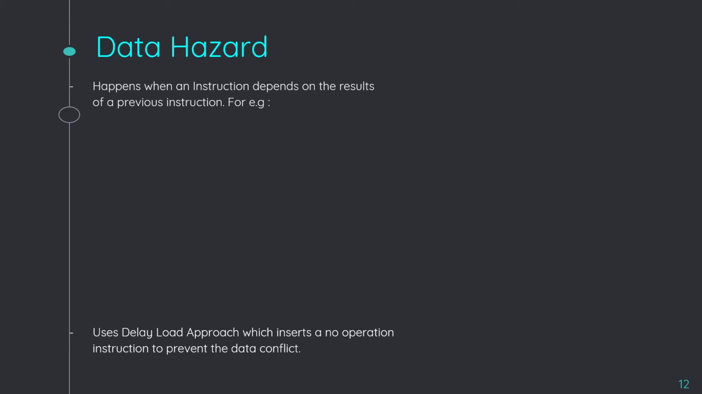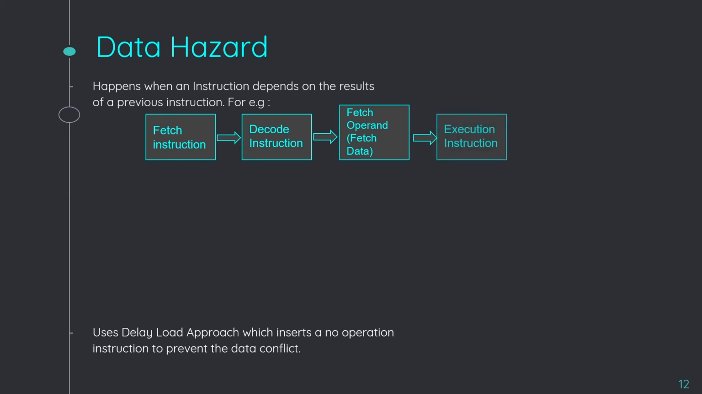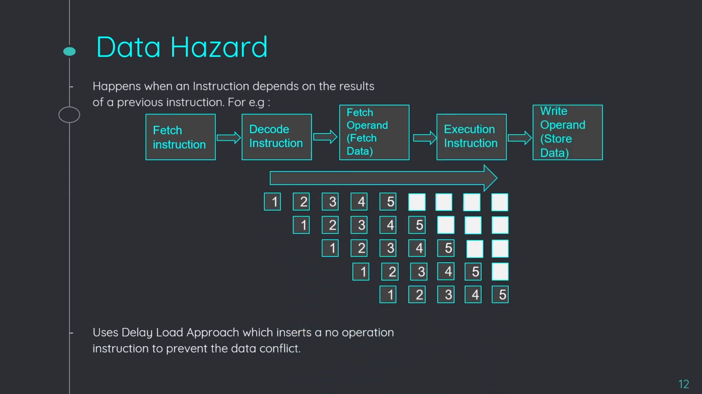So the second hazard that I'm going to be sharing with you about is data hazard. Data hazard happens when an instruction depends on the result of the previous instruction. For example, in this scenario, where the second instruction depends on the result of the first instruction, the second instruction cannot start executing right after the first instruction, as the result of the first instruction has not been stored in the memory yet. Therefore, to fix this problem, the delay load approach is used, which is to insert a no operation instruction, where it will wait for the instruction which contains the data to store it in the memory first. Then it will start executing that instruction itself. This helps to prevent the data conflict.